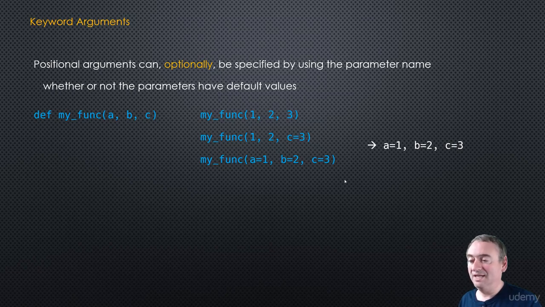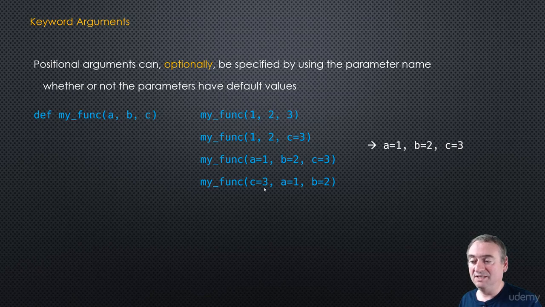So at this point, you may be asking yourself, well, what's the point of doing that if you don't have default values, so you don't have optional arguments? So why would you even want to use named arguments if you just have non-default parameters? Well, the reason for that is because now the order in which you specify the arguments doesn't matter. You can mix it up.